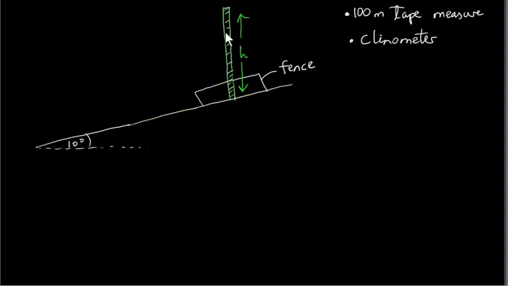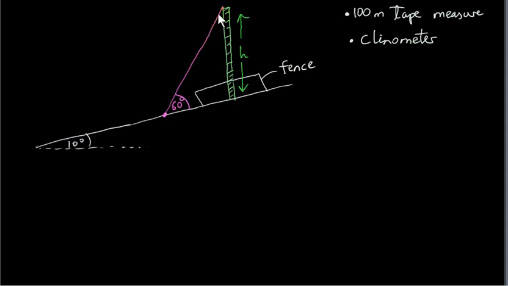So this object is on a hill which is at an angle of 10 degrees to the horizontal. We have a 100-meter tape measure and we have a clinometer for measuring angles. So here is what you could do. We could walk up to the object and take a measurement of the angle between this line here and the hill. Let's suppose that we get a value of 60 degrees.